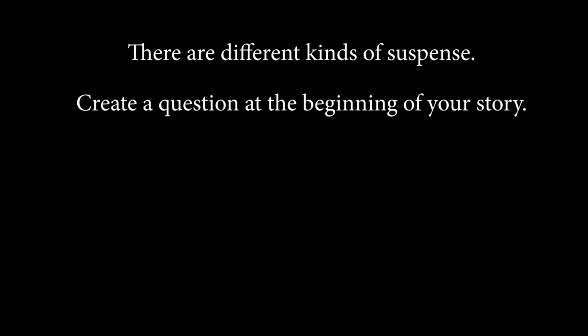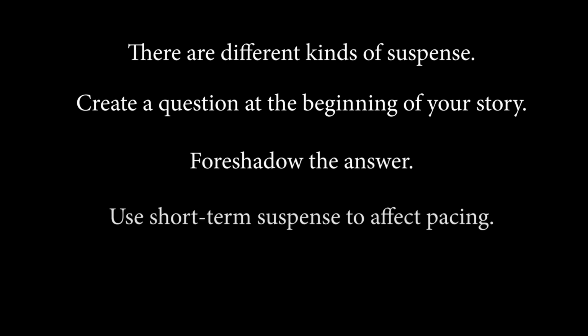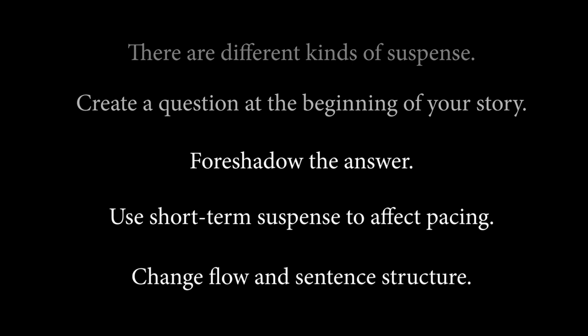Let's summarize everything so far. There are different kinds of suspense: long-term, short-term, mystery, horror, and light. Create a question at the beginning of your story and have the audience waiting for the answer. Foreshadow the answer or the twist carefully by revealing hints throughout. Use short-term suspense throughout to affect the pacing. Do this by putting characters in uncertain, dangerous, or high-stakes situations. Change the structure of your sentences and the flow of the writing to match the suspense you want to create. It just takes practice to get better at adding suspense to your writing. But I believe if you write more, try it out in short stories, try it out in your novels, and practice these methods and techniques, I promise you that you'll become a better writer of suspense.